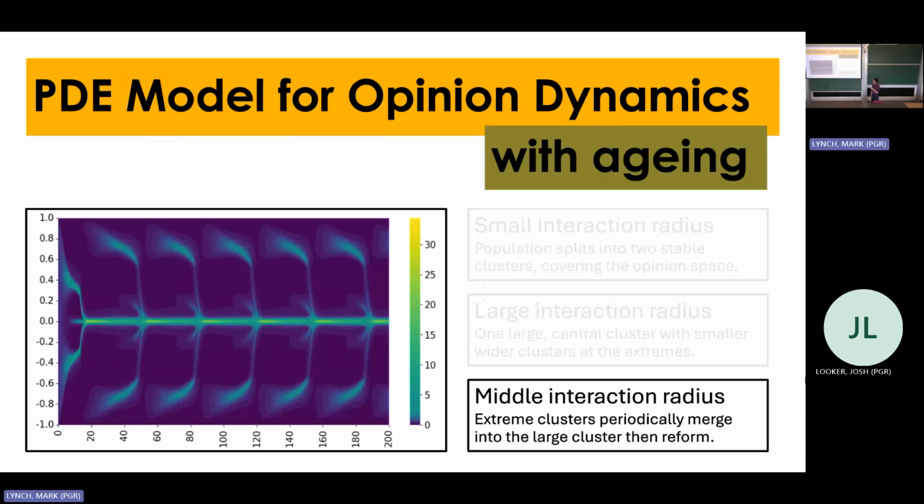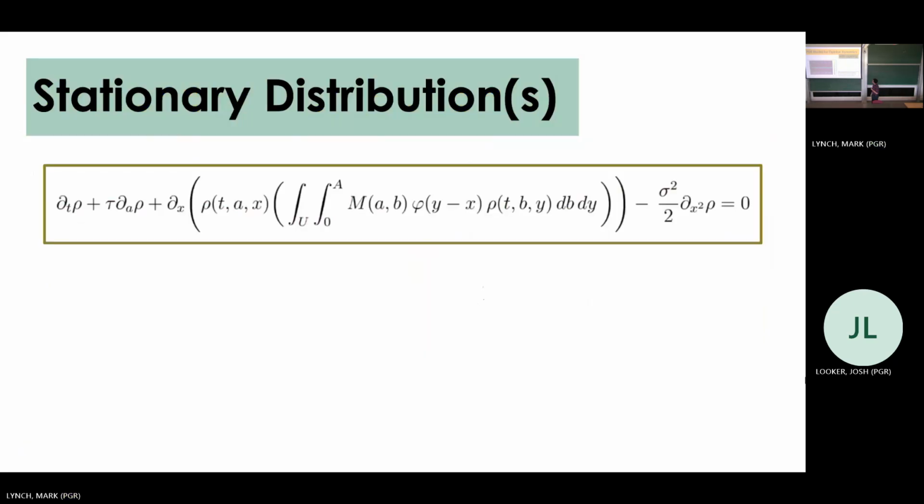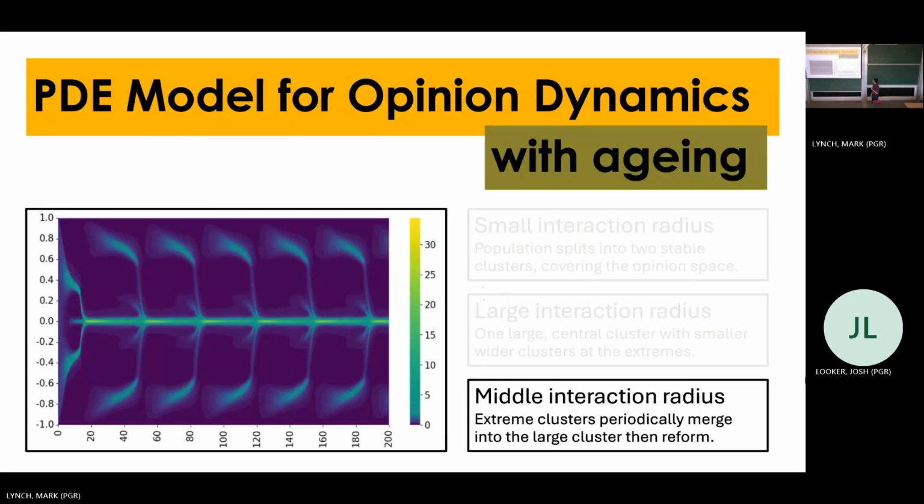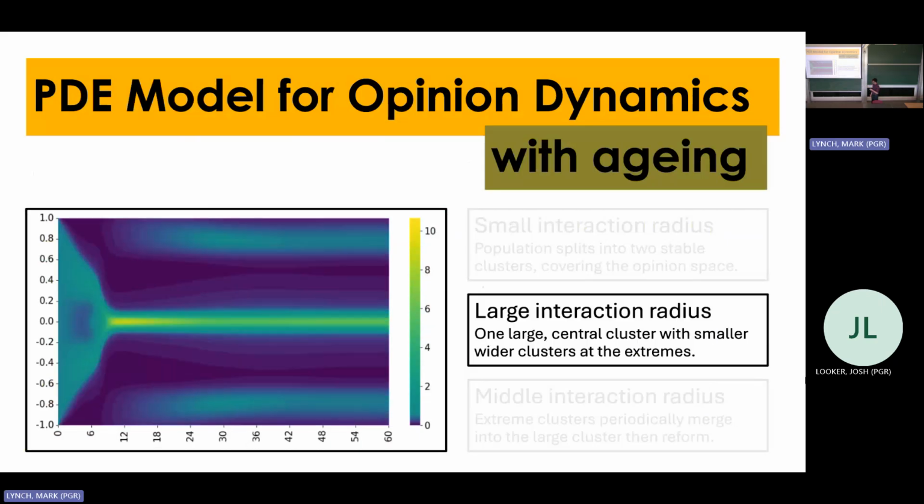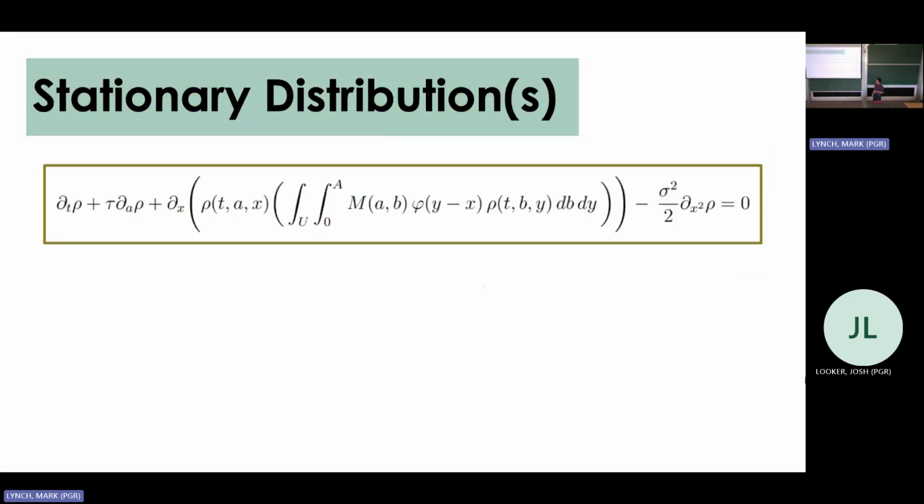I don't have a plot of it here, but you can also get stuff where this central group shifts to the left or right if these merges aren't quite symmetric. Okay, so that's the behavior of the model. I'm going to focus now on the long time behavior at the end and the stationary distributions that you can get with this model.